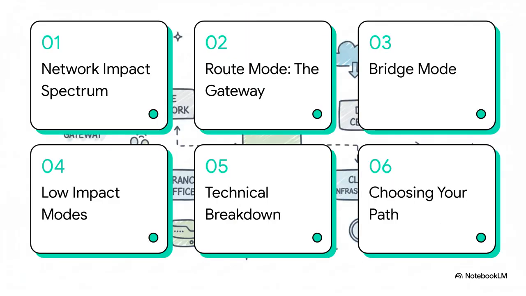To answer that, here is our agenda. We're going to map out your options using the network impact spectrum. Then we'll cover route mode as the gateway, bridge mode for transparent security, the low-impact bypass and single-arm modes, do a side-by-side technical breakdown, and finally, help you choose your network path.